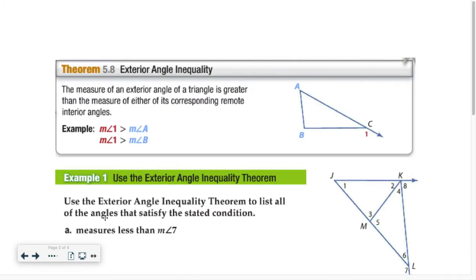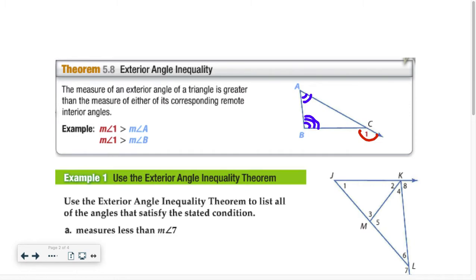Okay, so theorem 5.8 is our exterior angle inequality theorem. The measure of an exterior angle of a triangle is greater than the measure of either of its corresponding remote interior angles. So guys, here angle 1, that's the exterior angle that we have highlighted here, because it's greater than either A or B. Because it's greater than either of the remote interiors. Angle 1 is greater than A, it's greater than B.